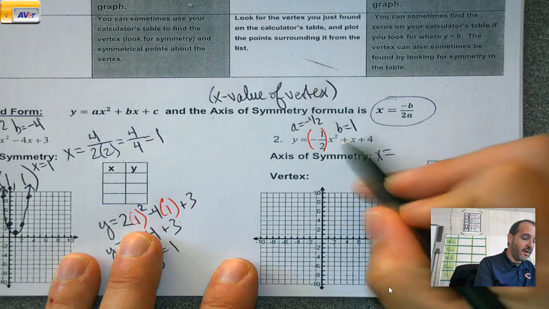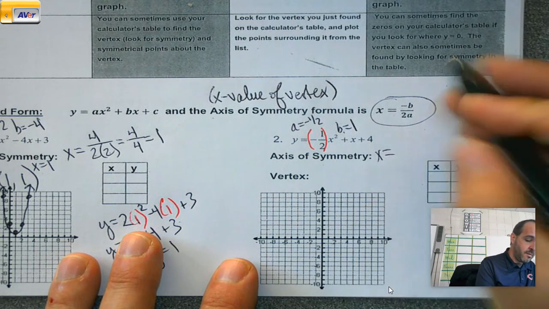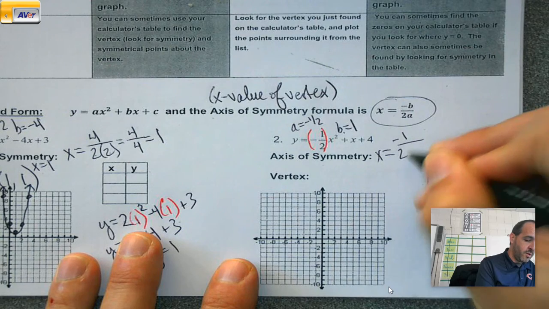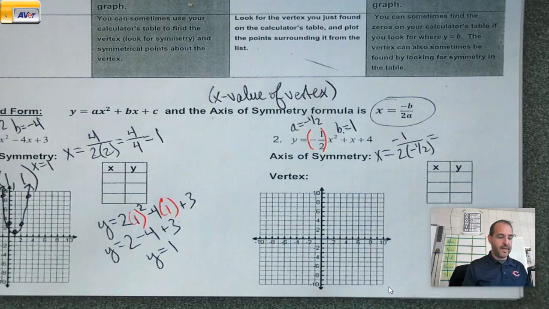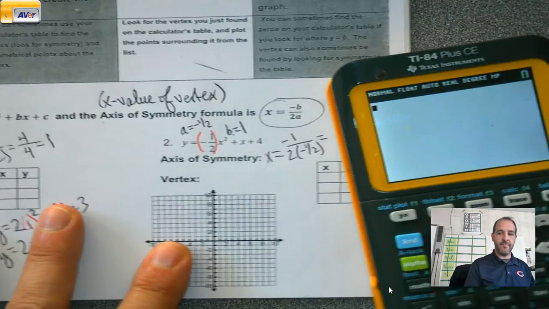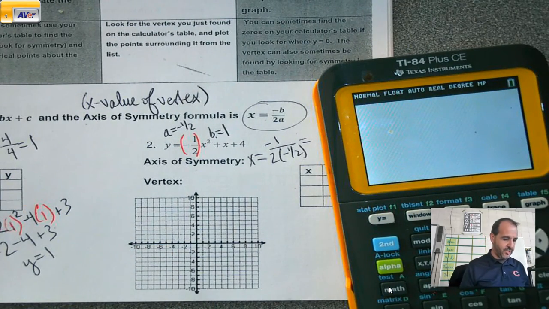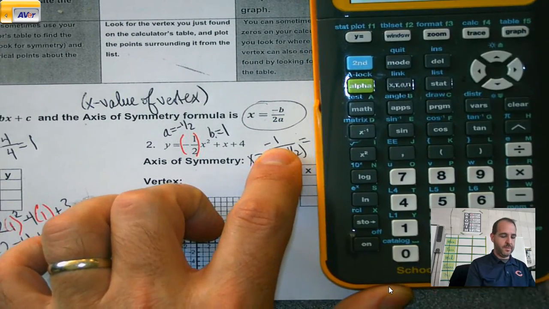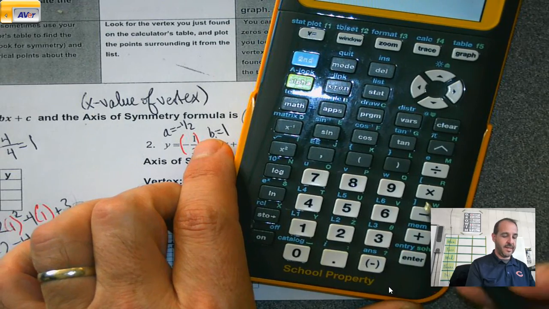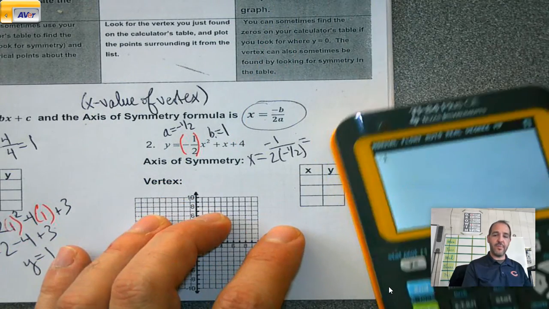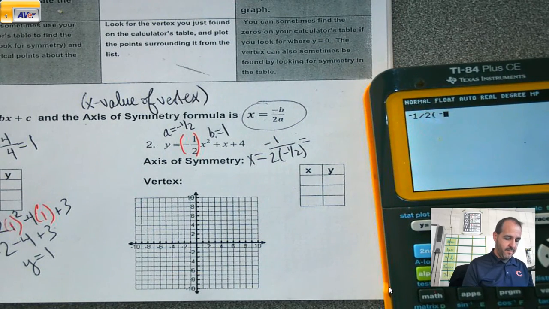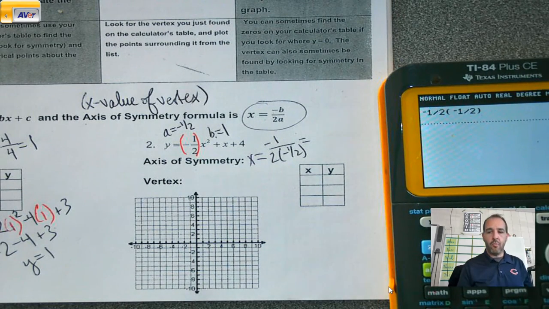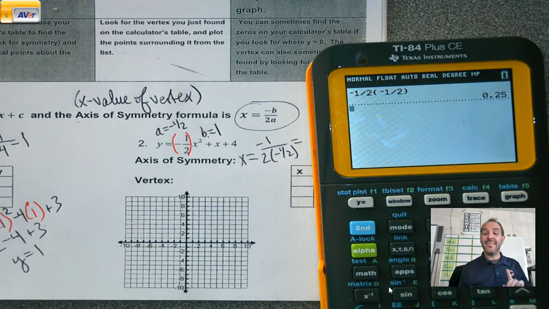So my axis of symmetry is the opposite of B, negative 1 over 2 times negative 1/2. Now, this is one of those danger points we can get into if we get addicted to the calculator. Here's what I mean. So check this out. Negative 1, again, negative minus, they're different on the calculator. Calculator can be picky. Divided by 2 times negative 1/2. Oh, help them on the screen. That is not the right answer.